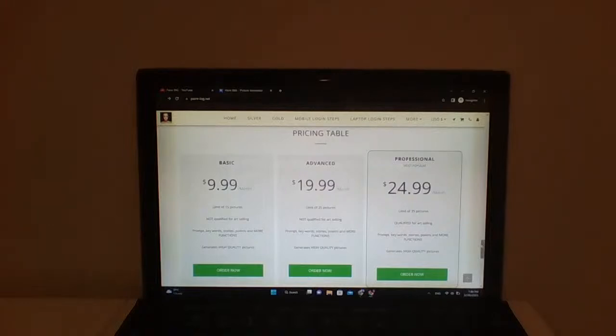Now, you can take a look at our pricing table. We offer three pricing plans: the basic, advanced, and professional plan. The basic plan is only $9.99. We offer a limit of 15 pictures for the basic plan. Unfortunately, you're not qualified for art selling. That means you can't sell your artworks and your pictures in our online art selling store. The functions include prompts, keywords, stories, poems, and more. For the basic plan, we generate high quality pictures.